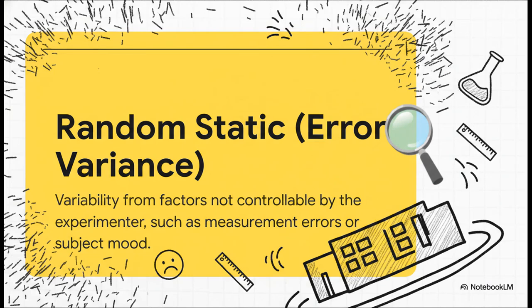And finally, there's the random static, or error variance. This is the background hum that's kind of unavoidable. Little measurement errors, a participant having a bad day, slight differences in the room temperature. You can never get rid of it completely, but a solid blueprint is designed from the ground up to minimize this static as much as humanly possible.